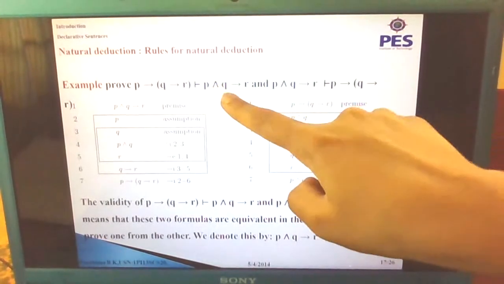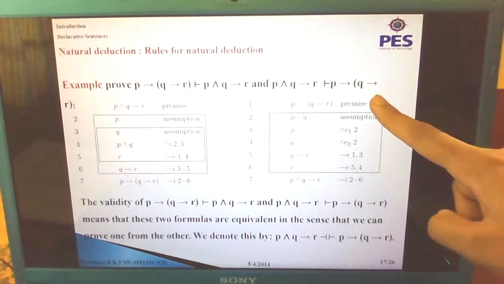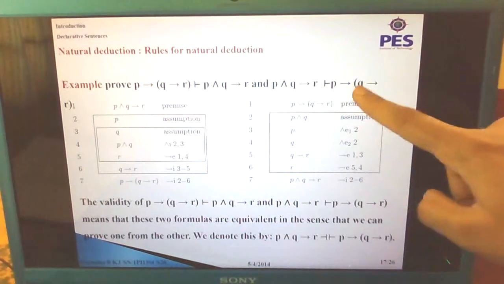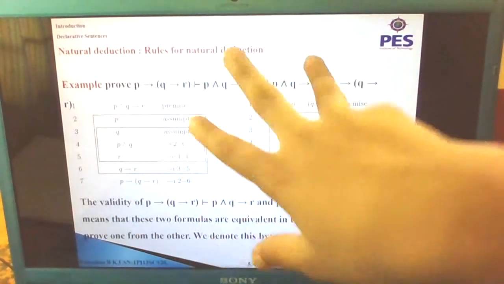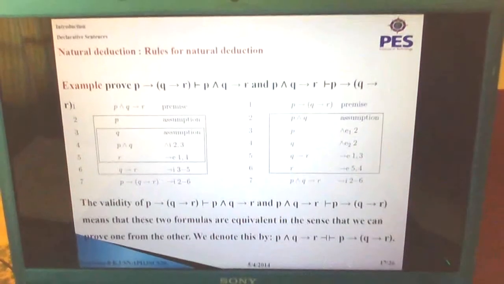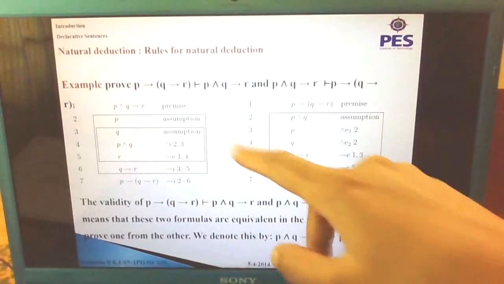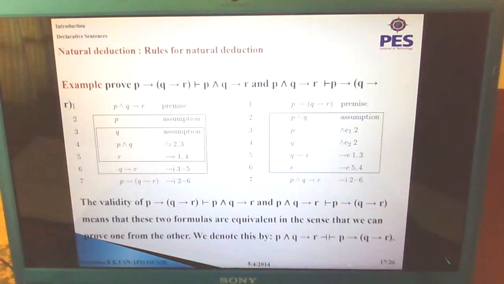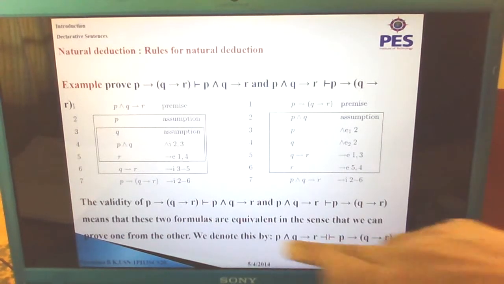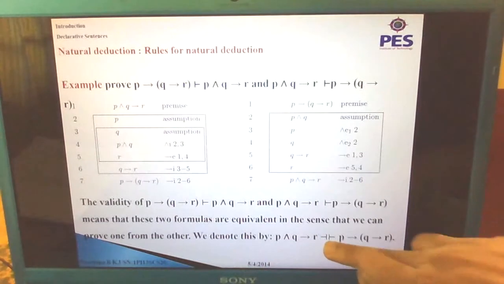P conjunction Q implies R is going to give P conjunction implication Q implication of R. This is in both ways how we concluded the formula. The proofs for these two theorems are given here. The validity of these two expressions means that these two formulas are equivalent, in the sense that we can prove one from the other. We denote these two by using this symbol.